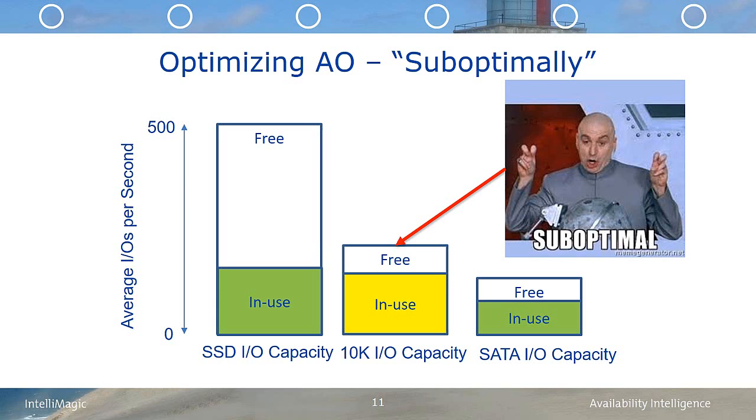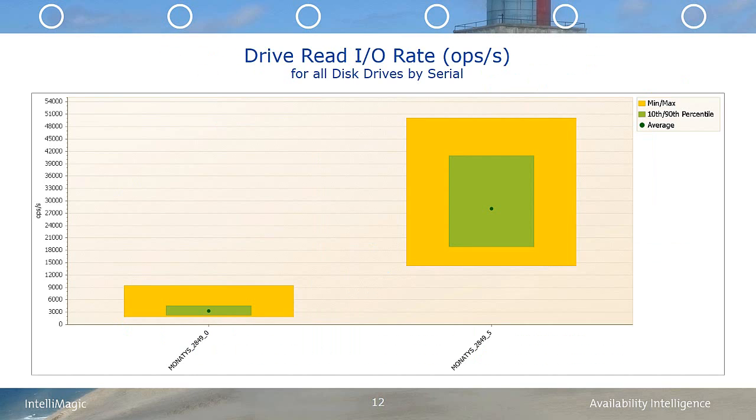In order to determine if the back-end workload is well balanced, we will examine a chart that shows the read IO workload across the back-end drives, and we call this a balance chart. This balance chart shows two different bars, one for the DSS named Monetis_2849_0, and one named Monetis_2849_5. The green dot represents the average. The area inside the green rectangle represents the 10th and 90th percentile range, and the yellow rectangle represents the minimum and maximum values for the systems.